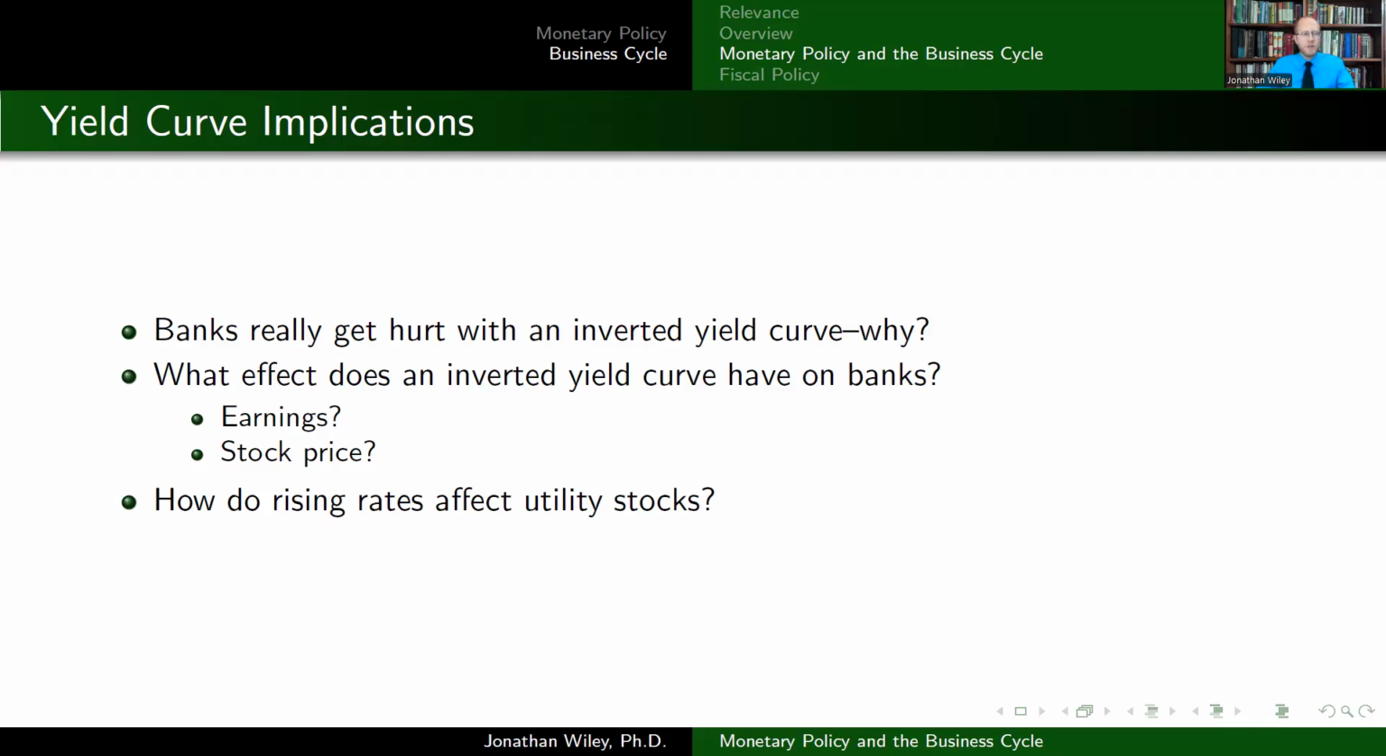All right, so in this video, I'm going to talk a little bit about some yield curve implications, just briefly. Banks are typically going to get hurt with an inverted yield curve. So let's talk about why that would be. To understand that, you have to go back to what the business model of a bank really is. The basic idea behind a typical bank is that the bank is going to accept deposits from depositors, and they are then going to lend that money out to borrowers.